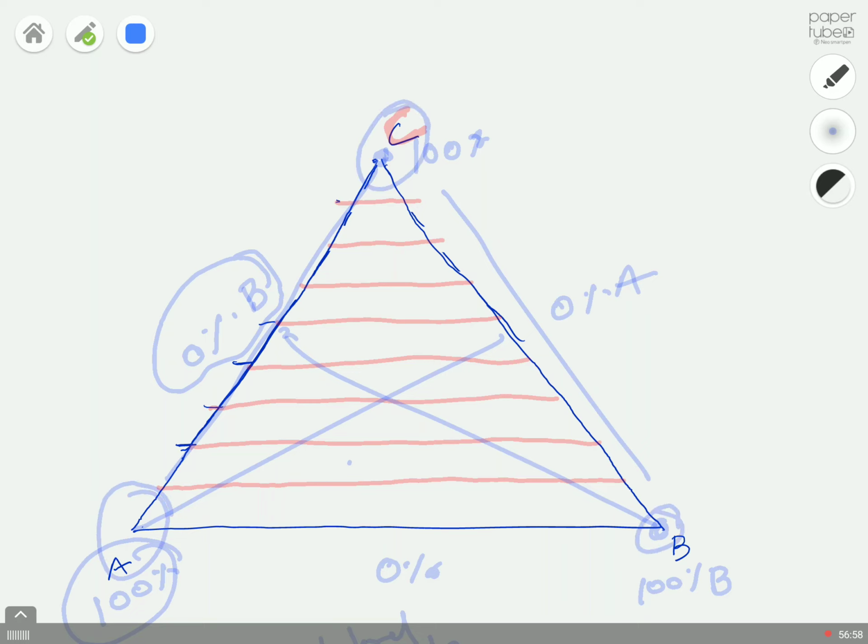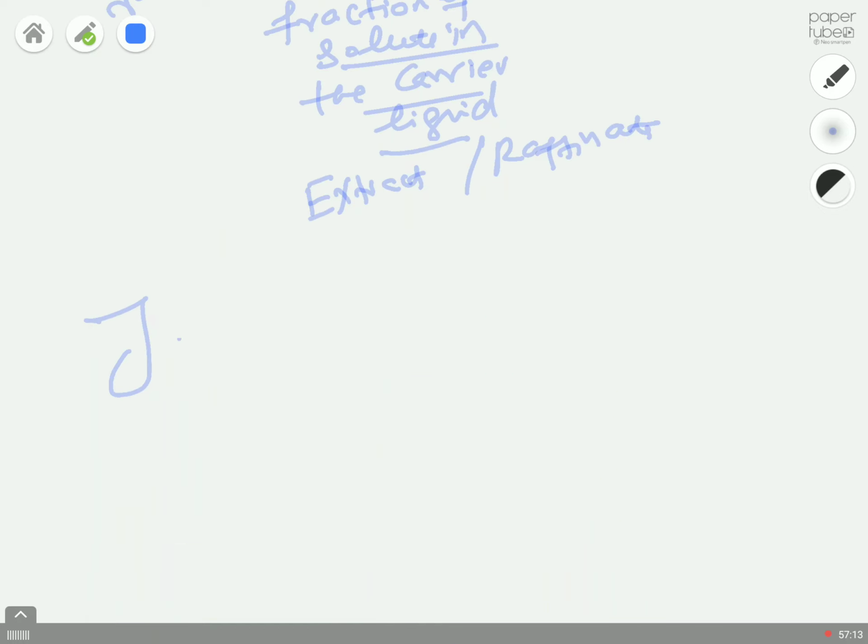I think it's enough for this lecture. In the next lecture we are going to learn one more concept, called the Janecke diagram. I don't know how to pronounce it well. We will cover this one, and then we will also try to plot some real experimental liquid equilibrium data on a ternary diagram.